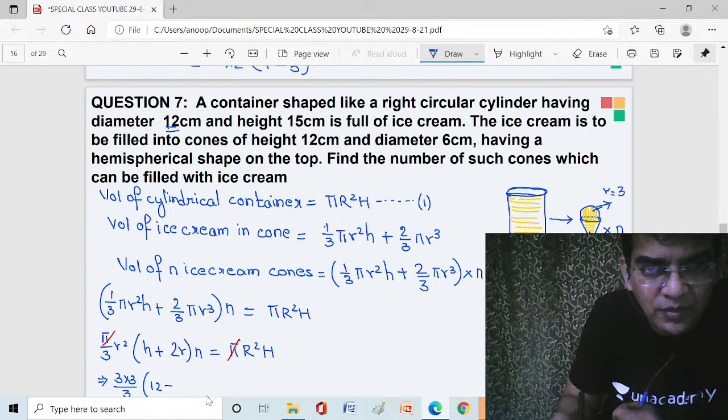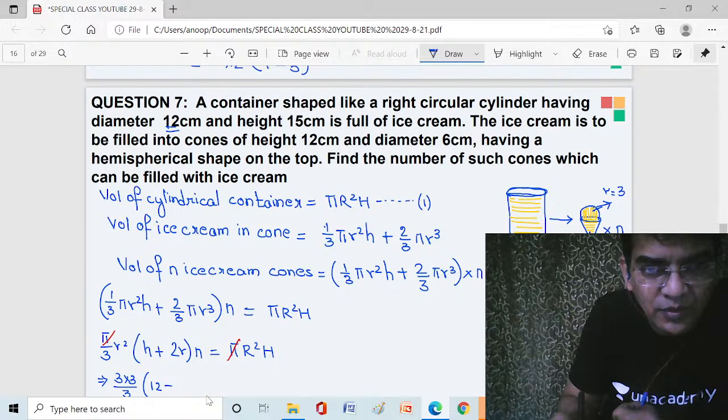Now let's see, the left side is giving me this 3 and 3 will cancel out. So on the left side, outside the bracket I have 3, and within the bracket this will be 12 plus 6, that is 18, into n. On the right side it is 6 into 6 into 15. So let's see what will be n. 6 into 6 into 15 upon 3 into 18.